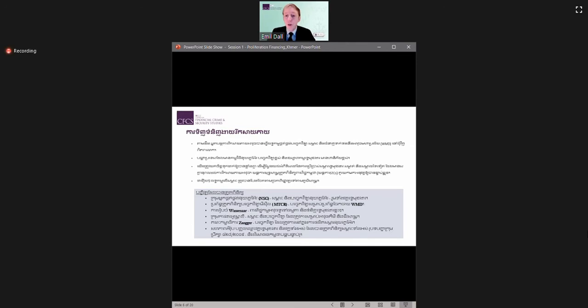Countries who already have civil nuclear programs, so nuclear energy programs in their country, or countries with high-tech or dual-use industries are particularly at risk because they have produced goods that are particularly relevant to weapons of mass destruction, and therefore proliferators want to get their hands on those goods.